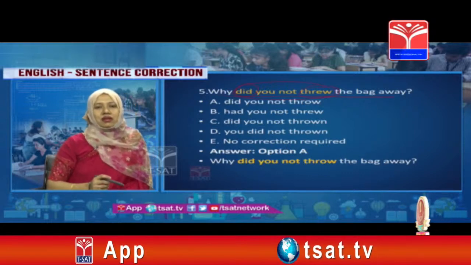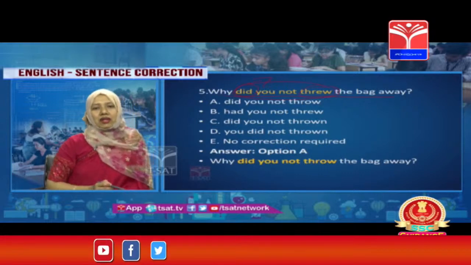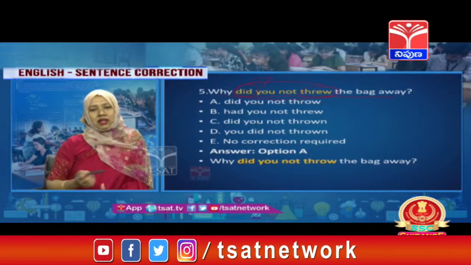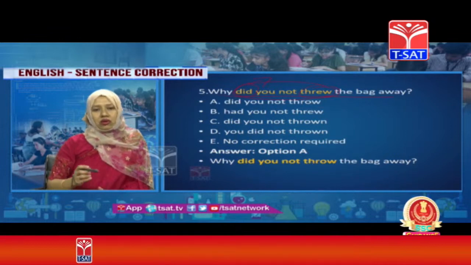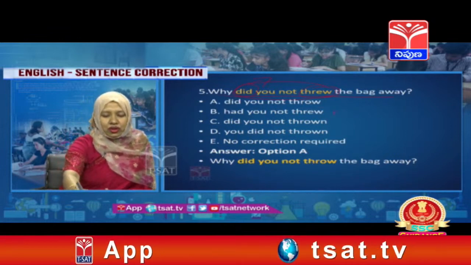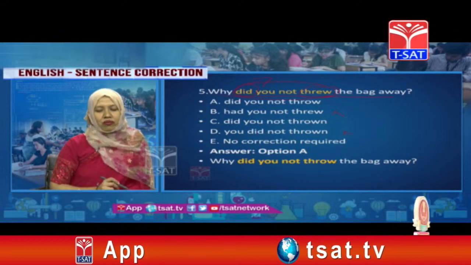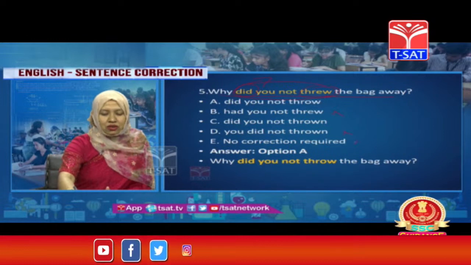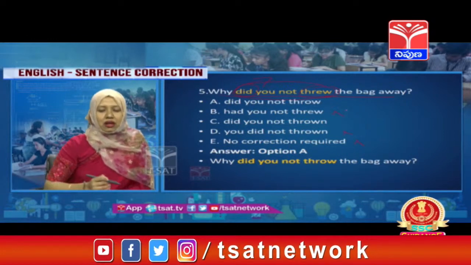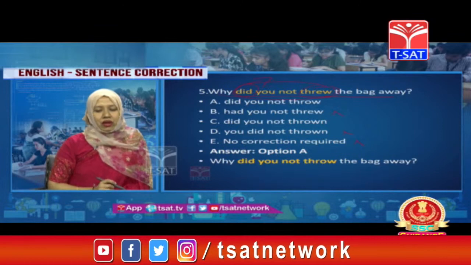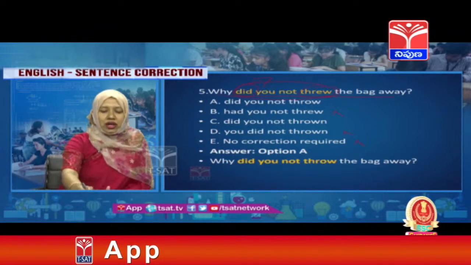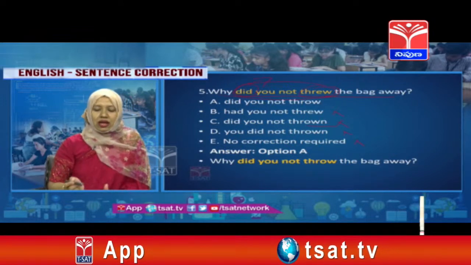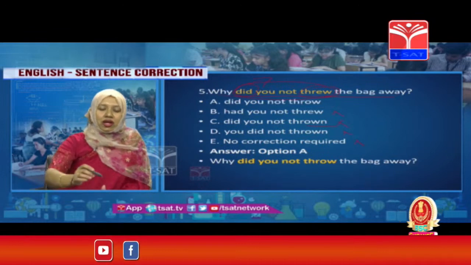If the helping verb is in past tense, here did already is in past, you cannot use one more main verb in past form. So this is wrong. Wherever threw is there, thrown is there, it is wrong. This eliminates this option. So option E, option D, option B are eliminated. Why did you not thrown? Here thrown also is in past participle form. So this option also is eliminated. Now what is left? Only A is left.